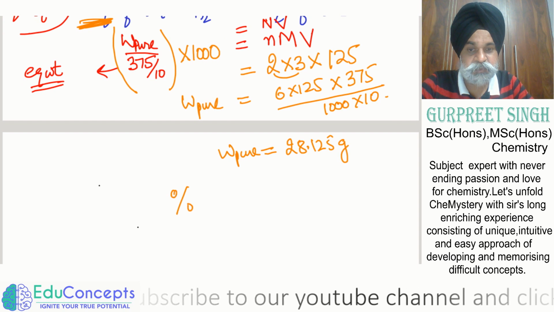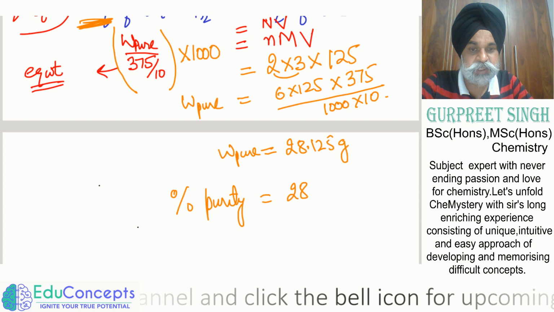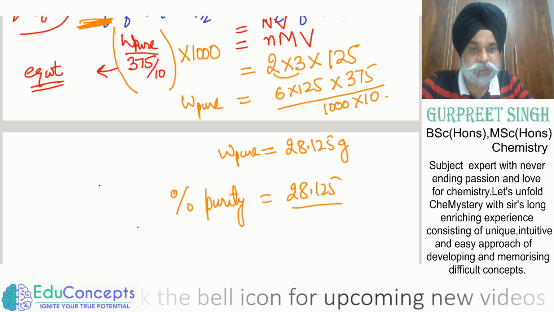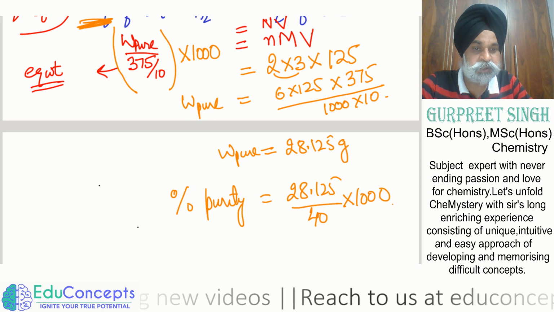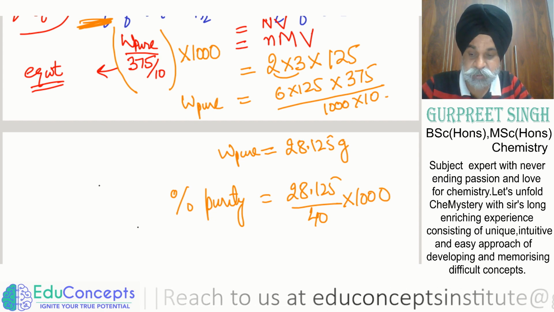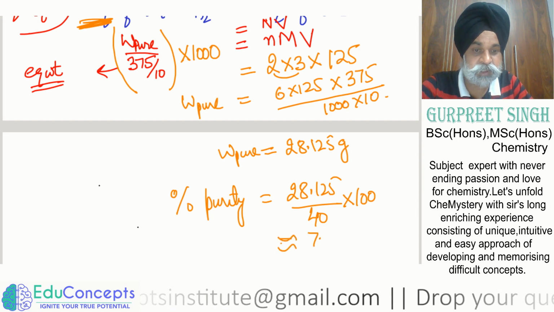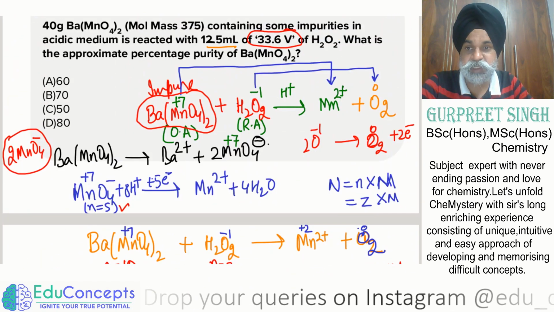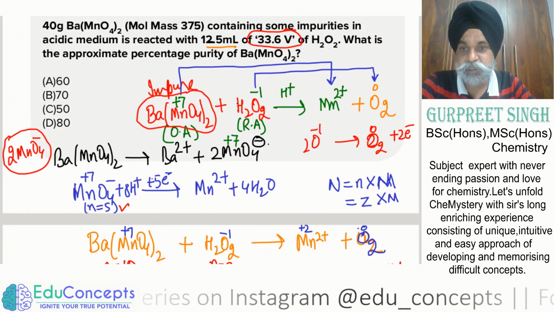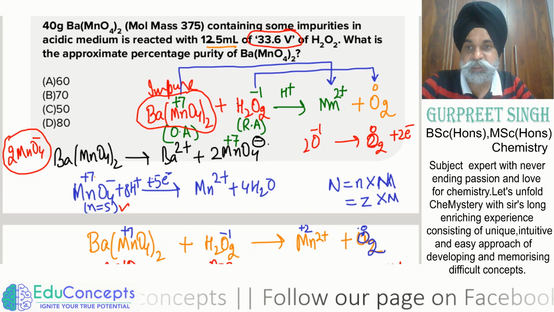So now you have to find the percentage purity. So percentage purity would be 28.25 upon 40 into 1000. Sorry, percentage you want to find, it would be in 100. So this comes out to be nearly 70.3%. So let us see the option given here. Yes, it is given. So how much is it? It comes out to be 70%.